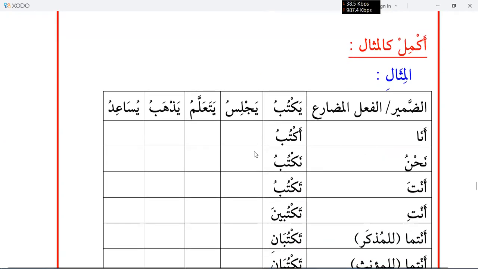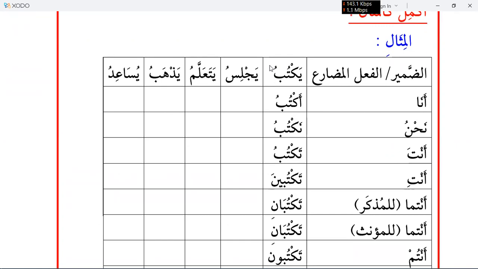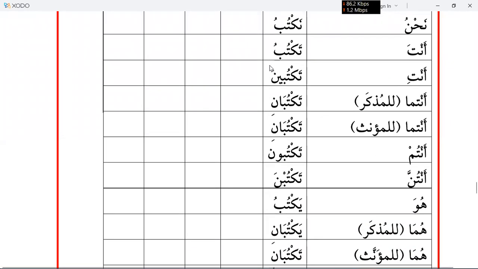Now read this: ana aktubu, nahnu naktubu, anta taktubu, and translate it as well. Ana aktubu, I write. Nahnu is we: naktubu, we write. Anta is you: taktubu, you write. Anti taktubina, feminine. Antuma for muzakkar is taktubani, and for muannas it is also taktubani, the same as muzakkar. Antum, you all, is taktubuna. Antunna, feminine, is taktubna.